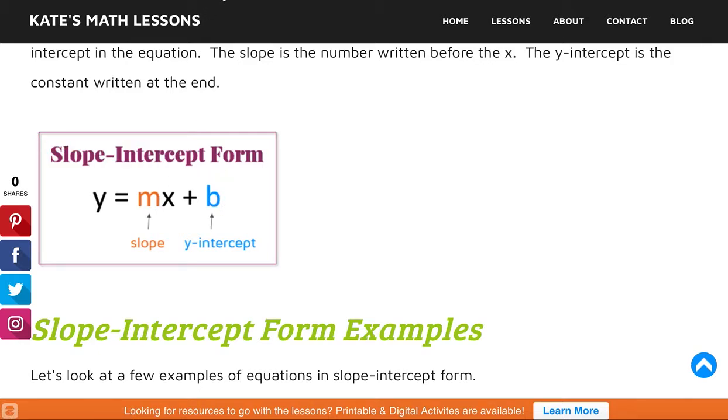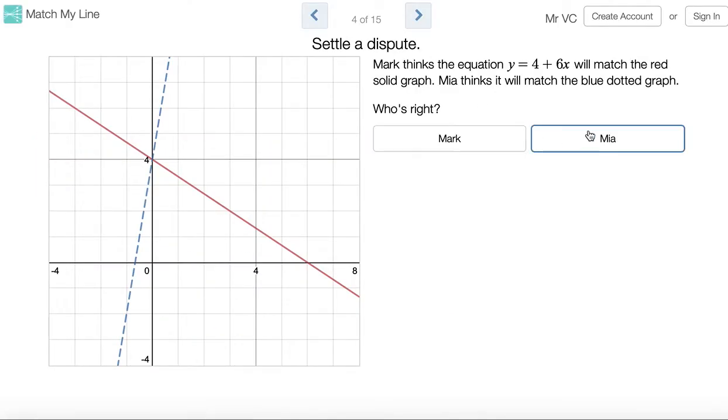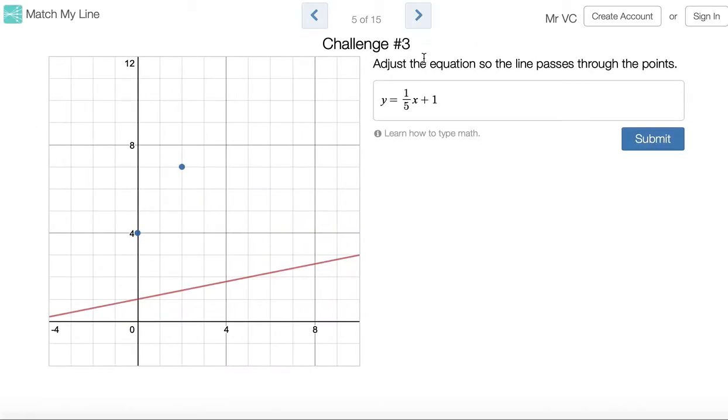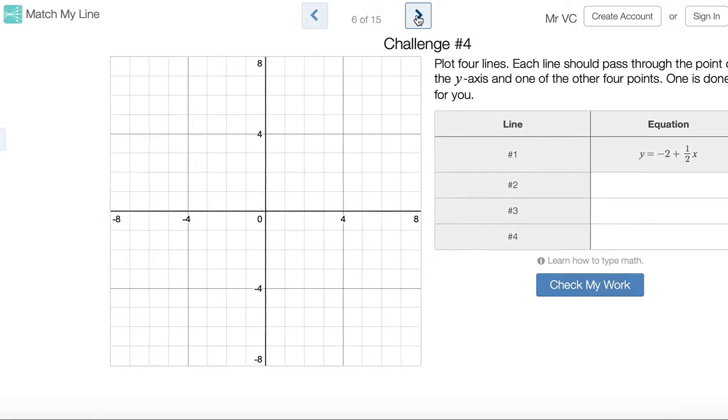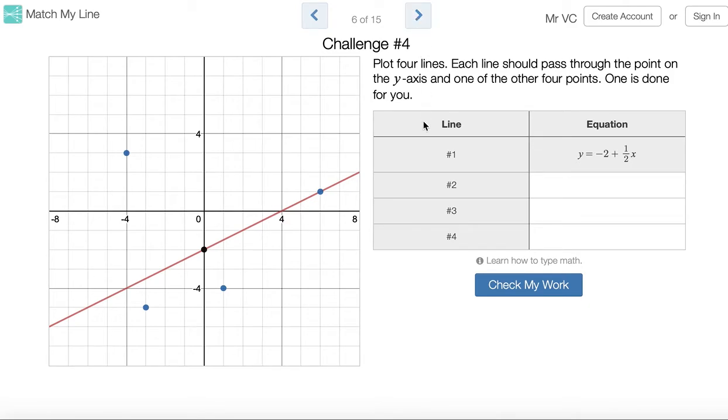That's called the commutative property. So here we go. This one, adjust the equation so it passes through the points. Now remember, we're back into slope intercept. So you've got to move this line up. What's the y-intercept? Yeah. You'll find the y-intercept, and then you'll do the rise over run, and you'll match the line. Remember, I can see all of your work.